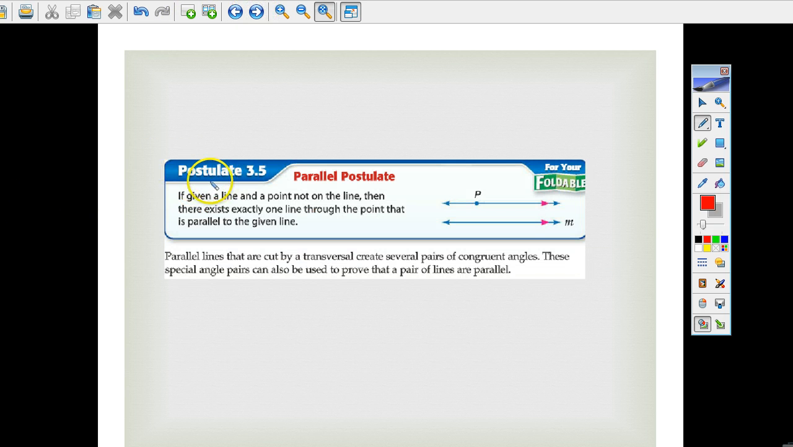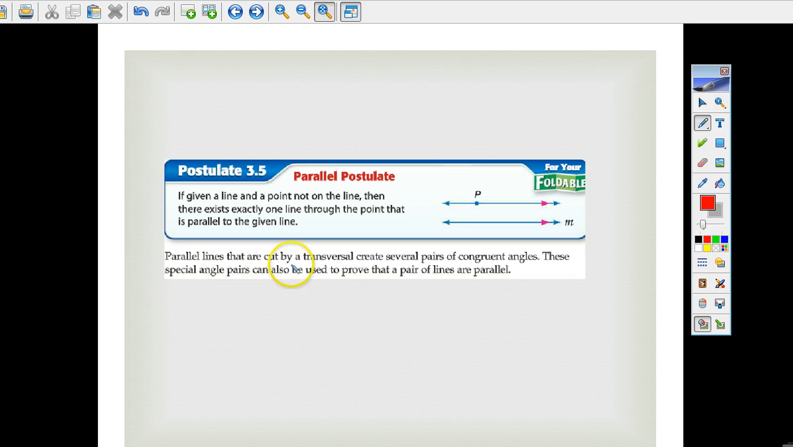Postulate 3.5, the parallel postulate. Given a line and a point not on the line, there exists exactly one line through that point that is parallel to the given line. So if you have line M and another point P that's not on M, there's only one line that can be parallel to M going through that point.